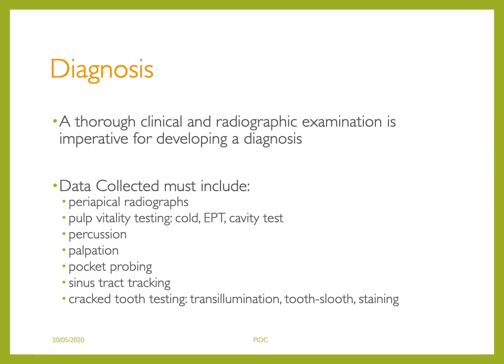So coming to the diagnosis. The important thing is that you have to have a good clinical and radiographic examination for a very good diagnosis. The data collected must include periapical radiograph, pulp vitality test, percussion, palpation, probing, sinus tracking, and another test for cracked tooth syndrome to see whether there are any fractures. In periapical radiographs, you have to look for apical changes or changes all around the root. Pulp vitality test yields a main clue for periodontal or pulpal origin.